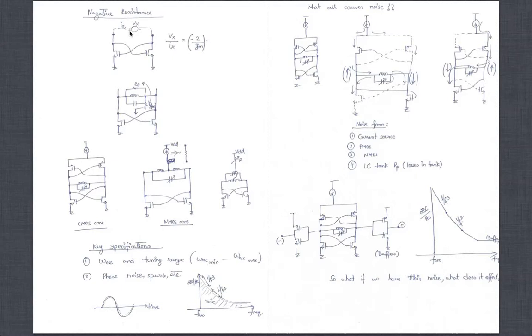Because see, this is positive, right, Vx, we are considering this node to be positive. This is applied here, which means this is the gate voltage here roughly, right? And that is going to pull the current this way rather than this way. So when you do the current and look at what is the V by I, you will see that this will come to 2 over Gm.